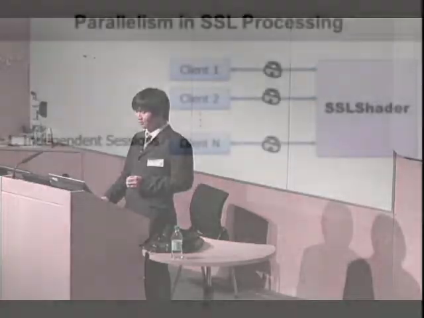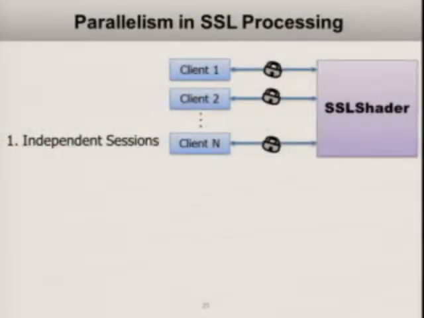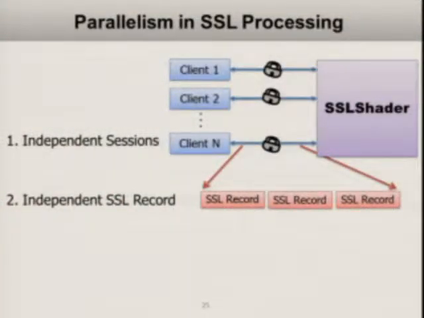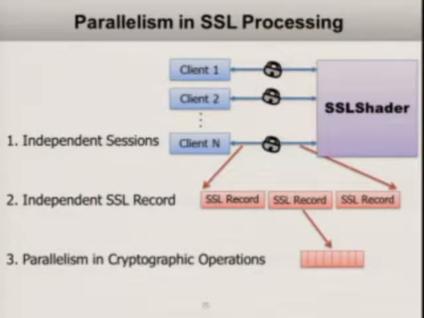So I showed you earlier that parallelism is essential to fully exploit GPU's capacity. So where can you find such parallelism in SSL processing? At the coarse grain level, each independent SSL session can be processed in parallel. Second, each SSL session is composed of small units called SSL records, and depending on the cryptographic algorithm, these records can be processed in parallel as well. And finally, each SSL record can be divided into smaller pieces depending on the cryptographic algorithm. Of course, we exploit all three levels of parallelism in this work.